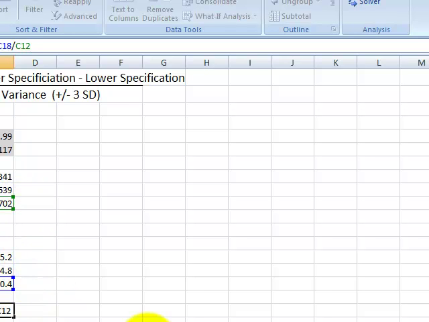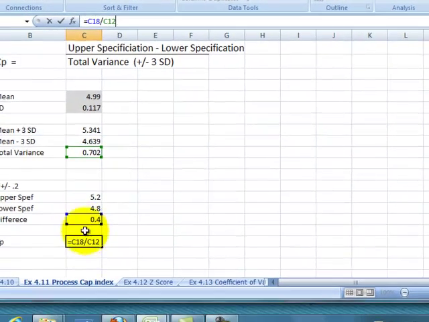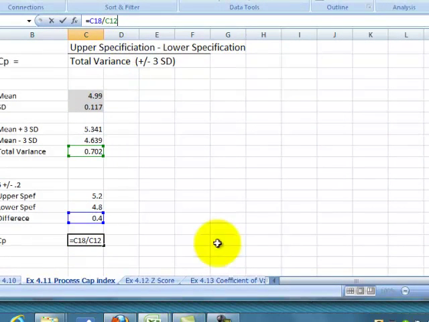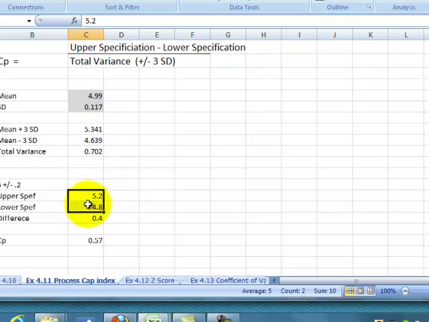And you can see in this case, because my total variance is larger than the difference of my specifications, I get a number that's less than 1. And typically that's thought of as, I've got some production problems if it's less than 1, because, as you can see here, I'm going to have a lot of my samples outside my specification range, because this distance is much larger than this.